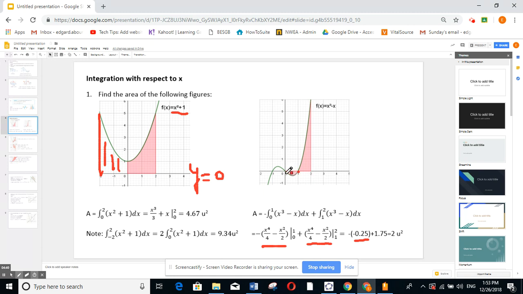So always for area, you need to check if we have intersection. If you have intersection, you split the integral into parts.